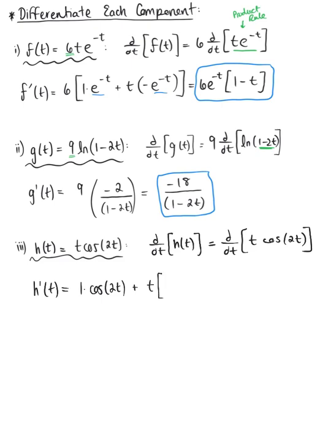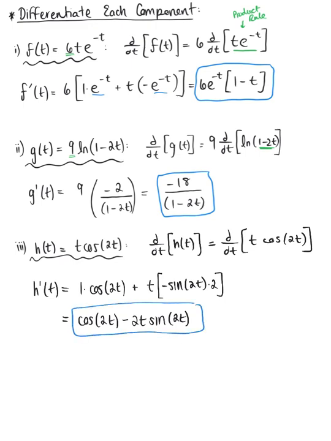So this is going to be negative sine of 2t multiplied by the derivative of your argument, which is 2. So we have no greatest common factors here, and we can just rewrite this to make it look a little nicer. We're left with cosine of 2t minus 2t multiplied by sine of 2t. And we have the derivative of each component, and we're ready to state our beautiful final answer.